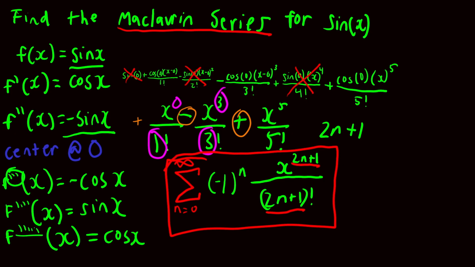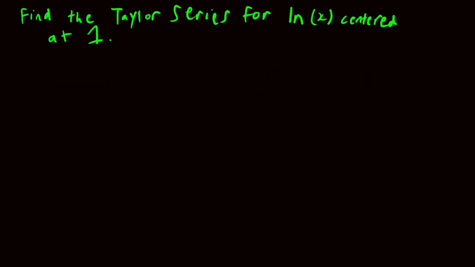Now, I will say, there are a lot of Maclaurin series that you guys are going to need to memorize. So you're going to need to memorize this eventually. Sine x, you're going to need to memorize cosine x. You're going to need to memorize e to the x, ln x, whatever. You're going to need to start memorizing these. Alright, so let's move on to our next one. Find the Taylor series for ln x centered at 1.